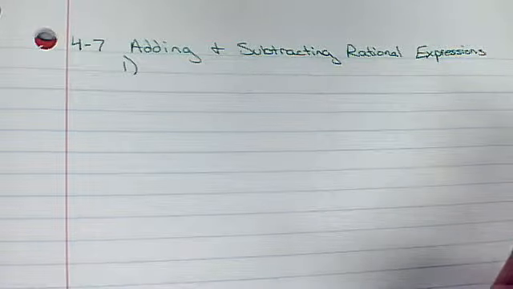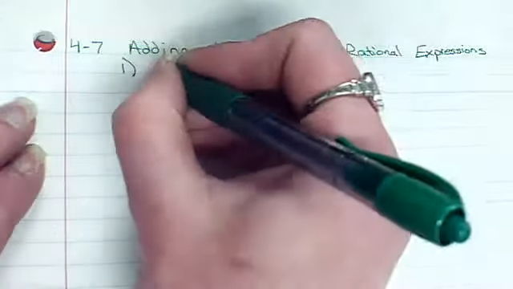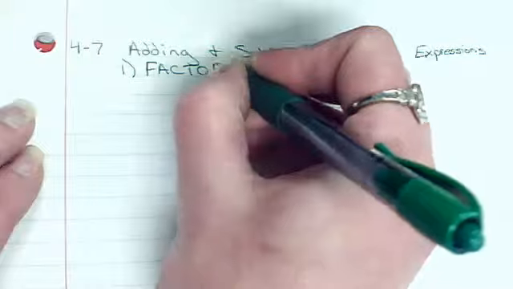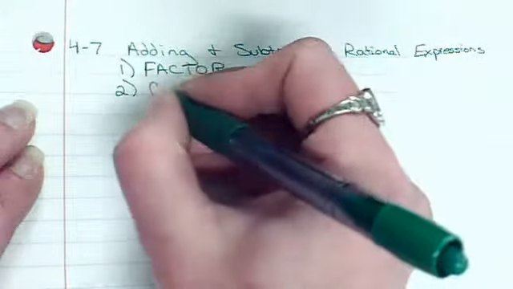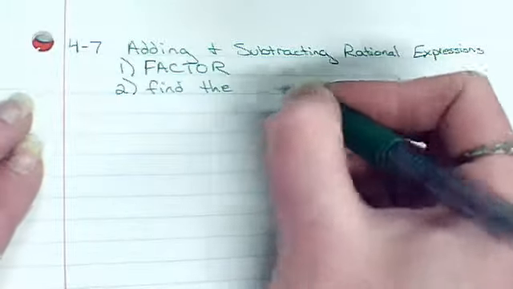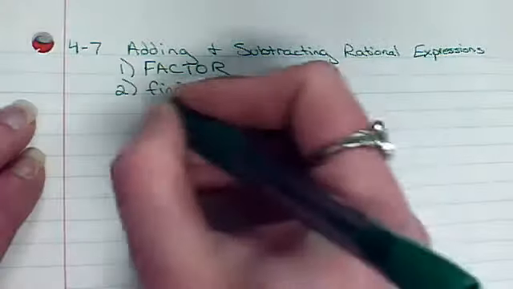In this lesson, we'll be adding and subtracting rational expressions. And since we'll be dealing with rational expressions, I want to remind you that our first step should always be to factor. Factor in anything and everything you can. The next step is to find the LCD. Now, a reminder, we're not talking about the liquid crystal display. We're talking about your least common denominator.